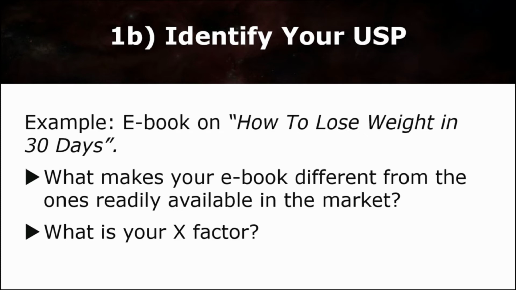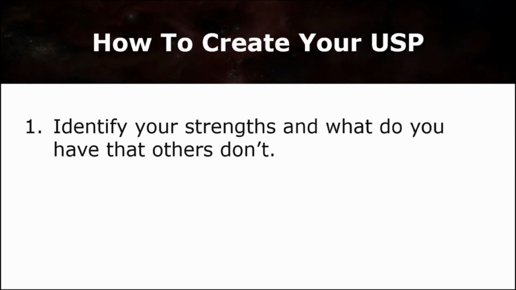A powerful USP that everyone will surely realize is: fresh hot pizza delivered in 30 minutes or less, guaranteed. This USP originates from Domino's Pizza, which they applied to create a billion-dollar company. So it leaves us with an important question. How do you create your own USP? Well, first, identify your strengths and what you do have that others don't. As stated earlier, this will be your X factor.